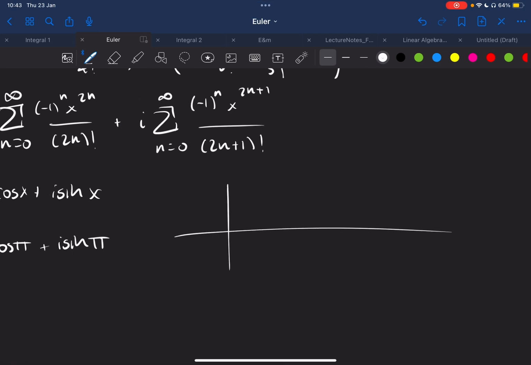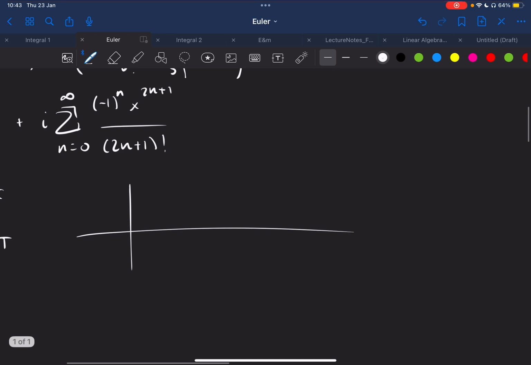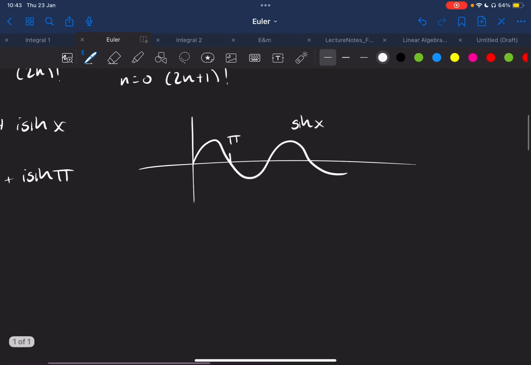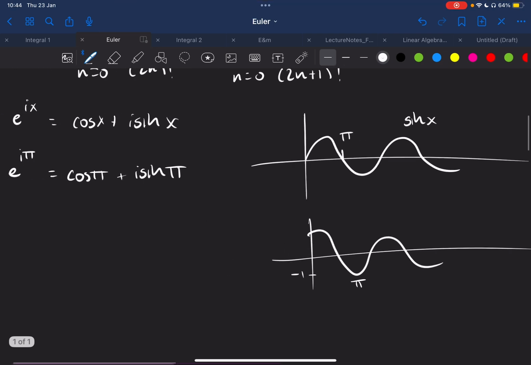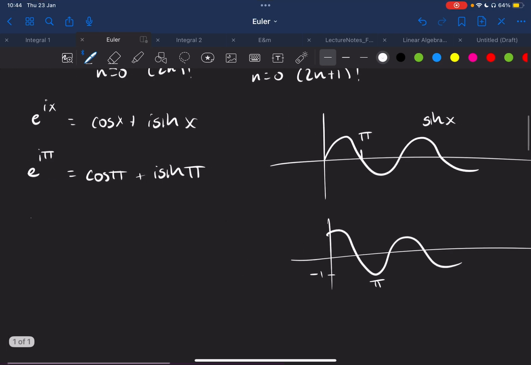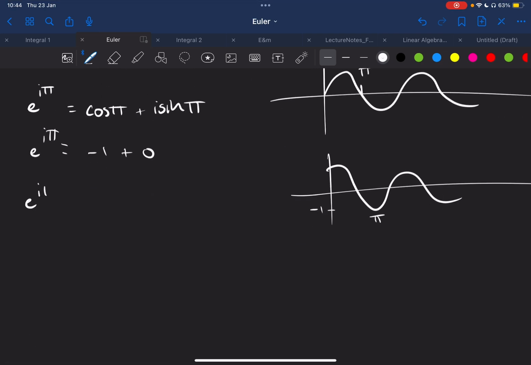If we take a look at the sine function, there's pi there on the sine function. And if we look at the cosine function, there's pi there, and that's minus 1. So we can sub that in: minus 1 plus 0, and rearranging, we get e to the i pi plus 1 equals 0.